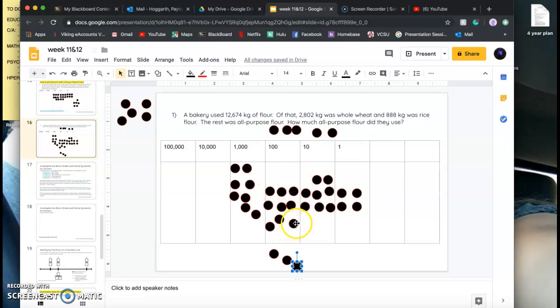And in the 1000s, I don't need to take any away, but I am left over with the 8 since I had to regroup. So now I have 8,984. So that means 8,984 kilograms of all-purpose flour.